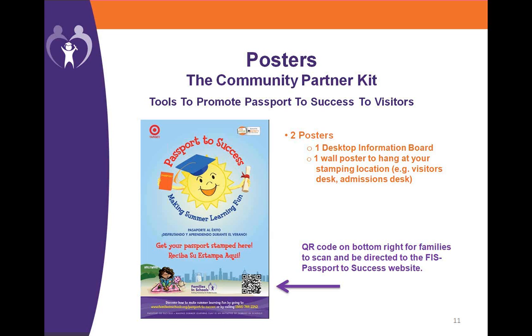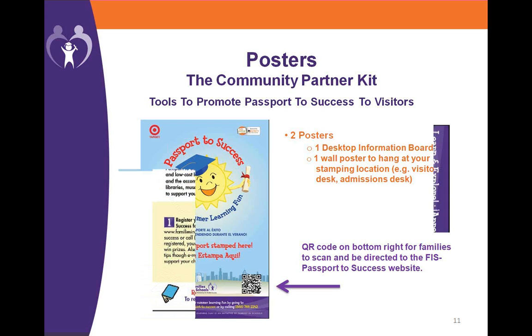Now, one other thing about the wall poster, or the wall poster and desktop information board that I want to reference, is a QR code that we put on the bottom right. As families come in, they can scan this poster with their mobile phones, and they will automatically be directed to the Passport to Success website. It's our way of directing families to where they can get information on the campaign and where they can hopefully register their summer learning kits too. So if you see this little bar on your posters, it's a QR code that will allow families to scan with their mobile phones and be directed to the Passport to Success website.